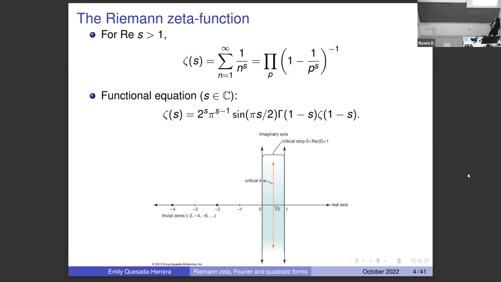And we call this the critical strip, and we can prove this today. But the Riemann hypothesis says that all zeros should actually lie here in the middle, on this line, and we call it the critical line. It's the line real part of s equals 1/2. But this has been an extremely hard problem for many years.